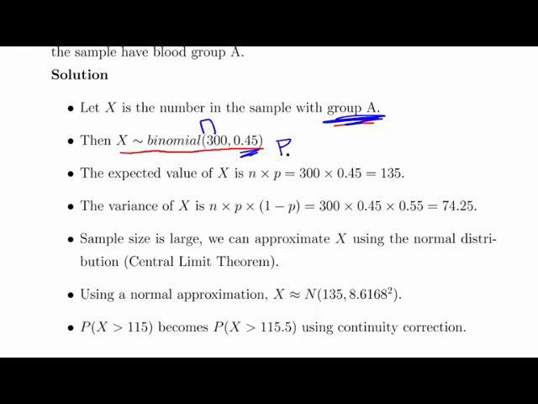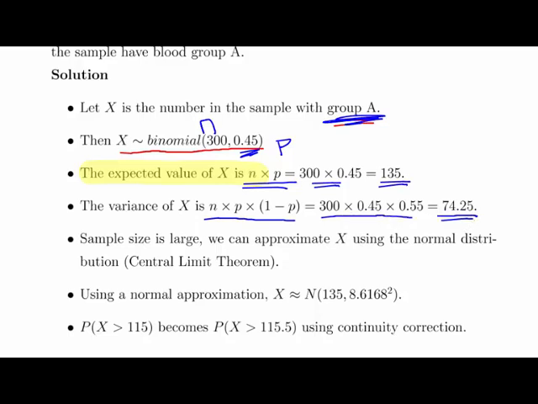Now, I'll make two remarks that help us later on. The expected value of X is n times p. This is the binomial mean, 300 times 0.45, which is 135. So we expect 135 people out of this sample to have blood group A. And the variance is n times p times 1 minus p, which works out to be 74.25.